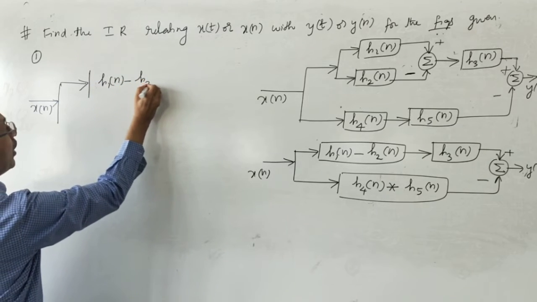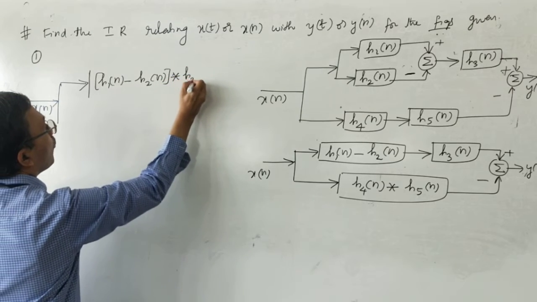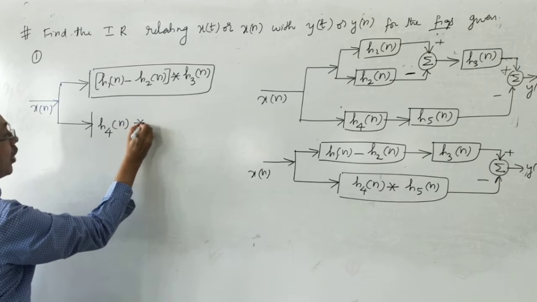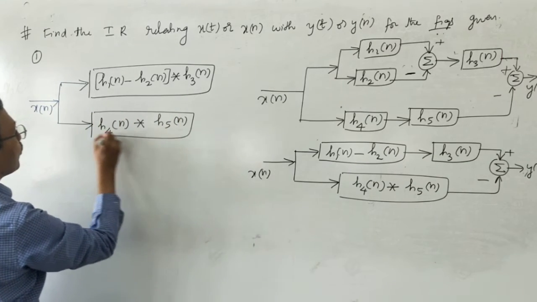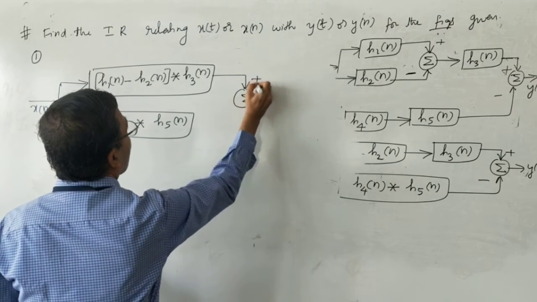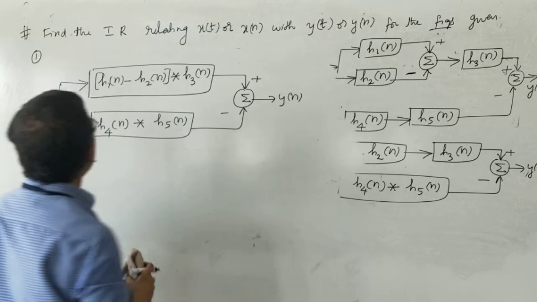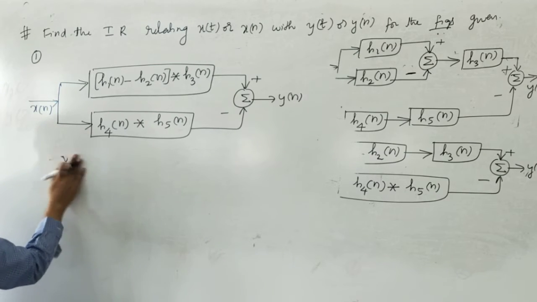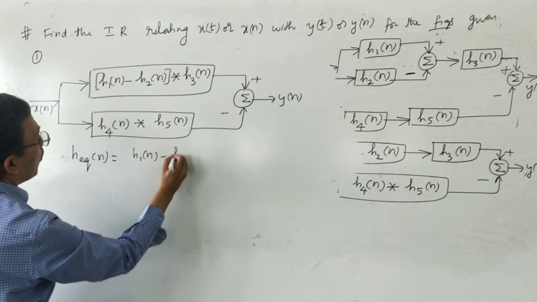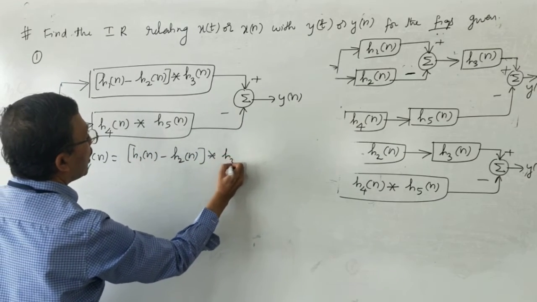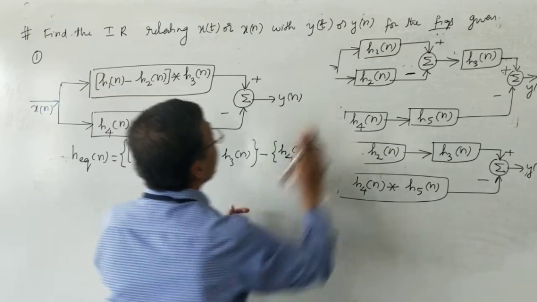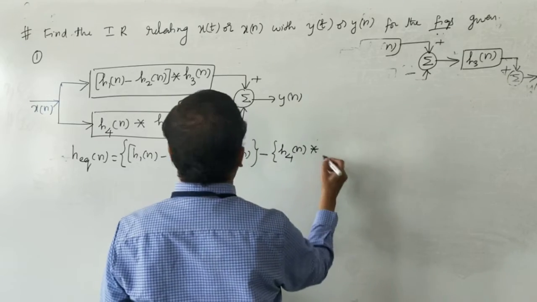H1 of N minus H2 of N convoluted with H3 of N in parallel with H4 of N convoluted with H5 of N. Now these two blocks are in parallel, hence what is H equivalent of N? Hence H equivalent of N is these two impulse responses you add with proper polarities. H1 of N minus H2 of N convoluted with H3 of N is added to minus of H4 of N convoluted with H5 of N.